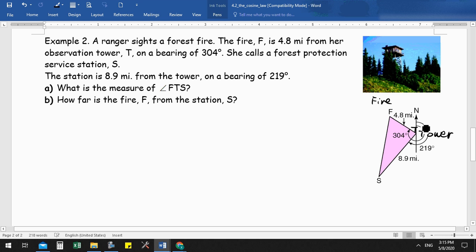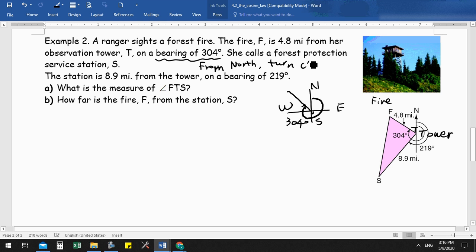On a bearing of 304. The bearing is a definition of angle from the compass: north, south, west, east. Bearing is from the north, you turn clockwise to 304. So from north, turn clockwise. You need to draw the compass first. From north, turn clockwise. That is the definition of the bearing.